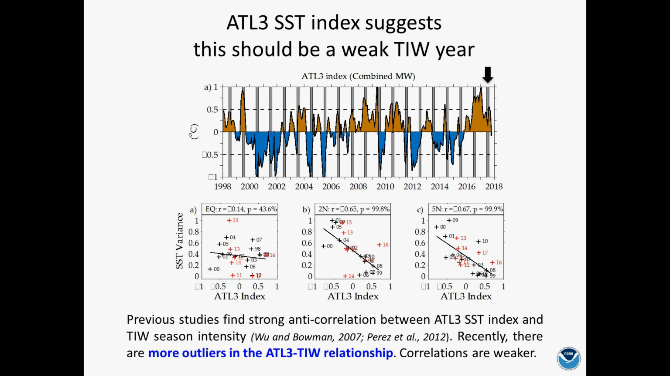It looks like in subsequent years, there's a lot of outliers. And so for the correlations, there was this anti-correlation between the ATL3 and TIW intensity, and it's still about minus 0.7, but before it was minus 0.8, minus 0.9. So it's decreased, and you have a lot more outliers, and 2017 was definitely an outlier year. So the relationships that we had established before have sort of changed. And I'm not 100% sure why, but I'm trying to think about why that is. I have some hypotheses, and hopefully our discussion will lead to more hypotheses on why that is.